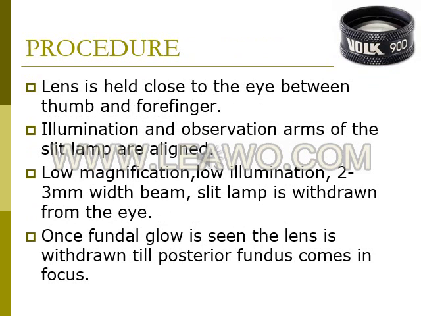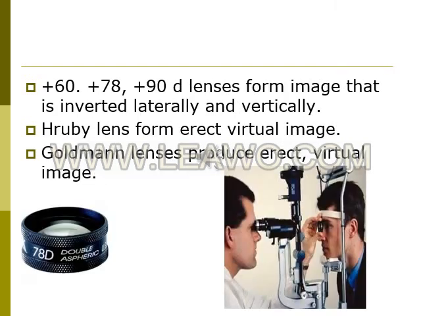The lens is held close to the eye between the thumb and forefinger. Illumination and observation arms of the slit lamp are aligned. Low magnification, low illumination, 2 to 3 mm beam, and the slit lamp is withdrawn from the eye. Once the fundal glow is seen, the lens is withdrawn till the posterior fundus comes in focus.